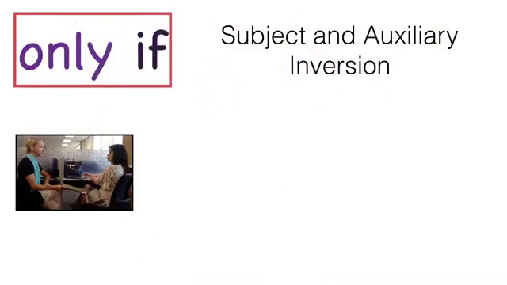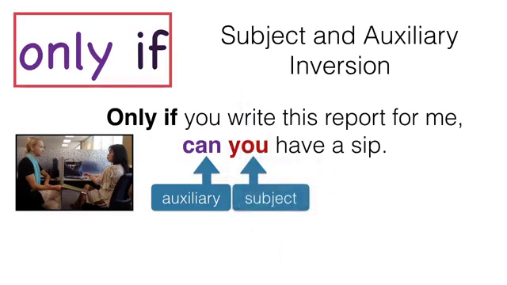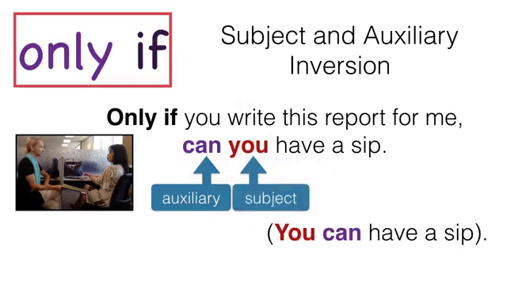Let's talk about what you heard. You heard, only if you write this report for me, can you have a sip? Now, this may sound a little funny to you. That's because when we begin a sentence with only if, we invert the auxiliary and the subject. Ordinarily, we say, you can have a sip. But in this case, we say, only if you write this report for me, can you have a sip? This is true for other auxiliary verbs as well.